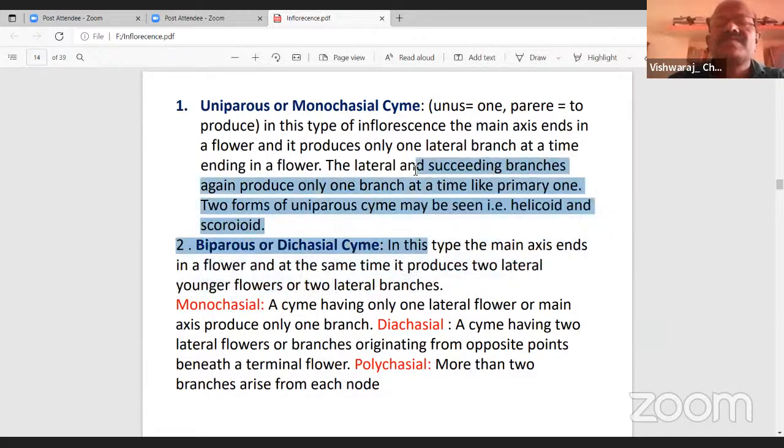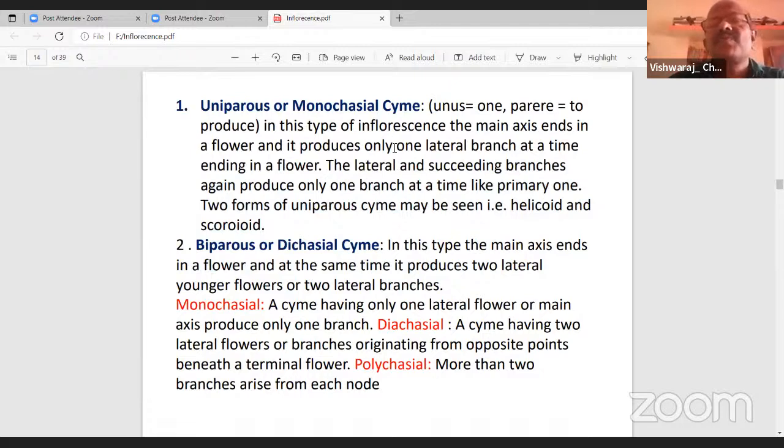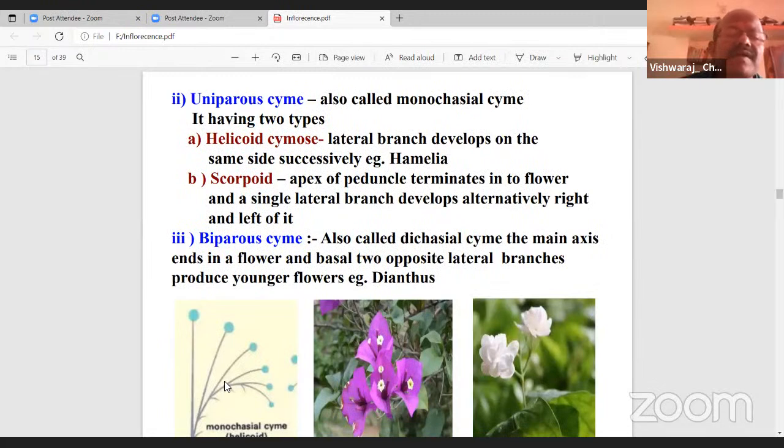Suppose this is one flower; it produces one branch only. The lateral and succeeding branches again produce only one branch at a time, like the primary one. Two forms of uniparous cyme may be seen, that is helicoid and scorpioid. This is helicoid.